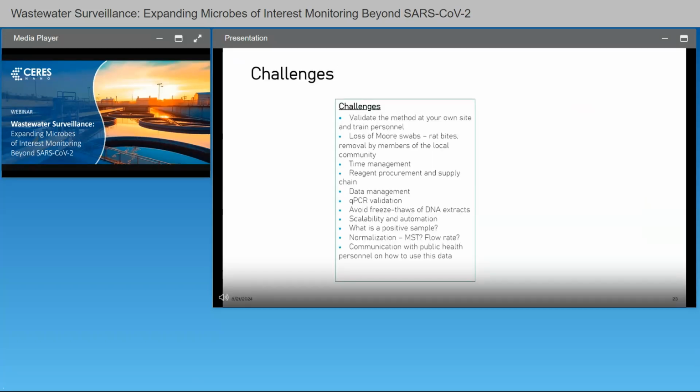Right. So I would like to end with some of the challenges that we faced and some of the things we are thinking about to take this further. Definitely we need to validate all methods at our own sites. If you look at spiking studies done abroad, in the United States or in Europe, you can see a much higher recovery efficiency of around 20%. But our recovery efficiency for SARS-CoV-2 is around 4%. So the sample matrix is very different, and we need to validate the method at each site. There are lots of Moore swabs, so we need to manage time when we scale up. Again, reagent procurement was a headache in 2023. Now it's much better.